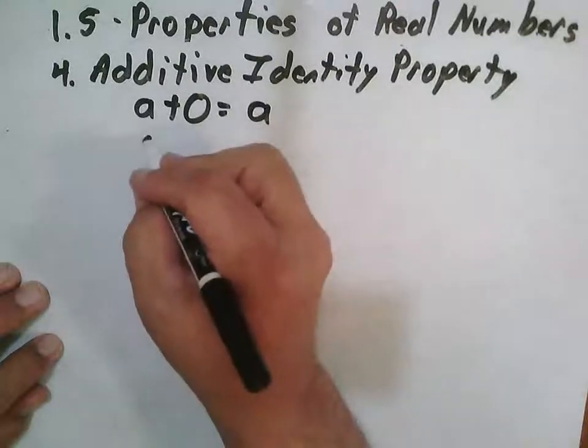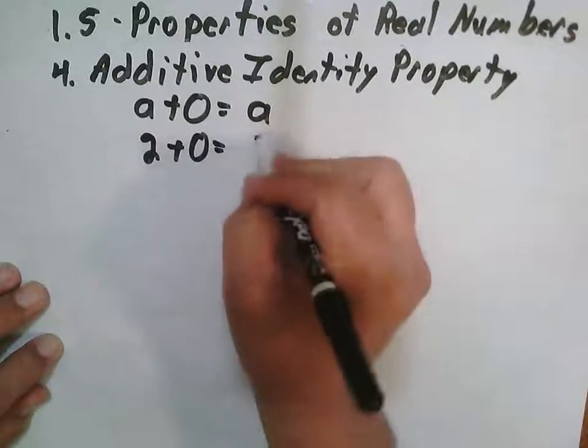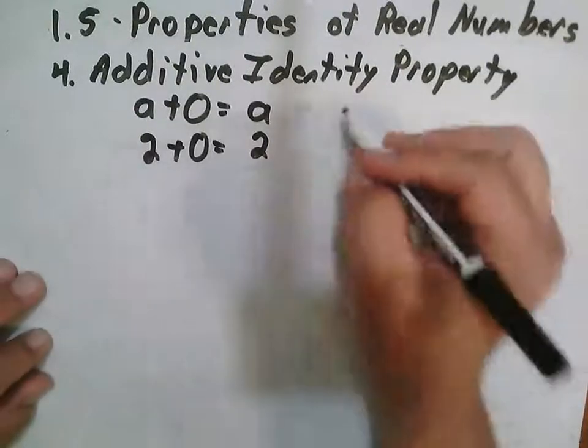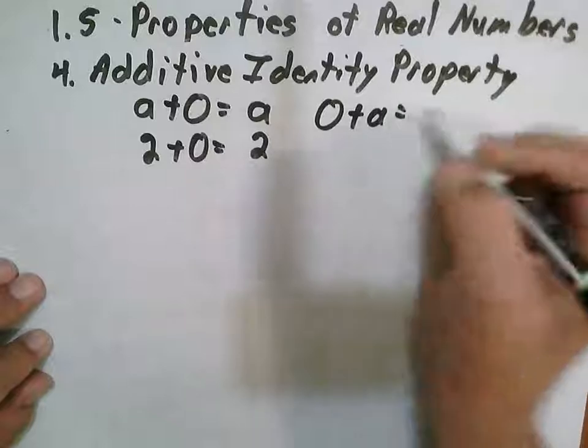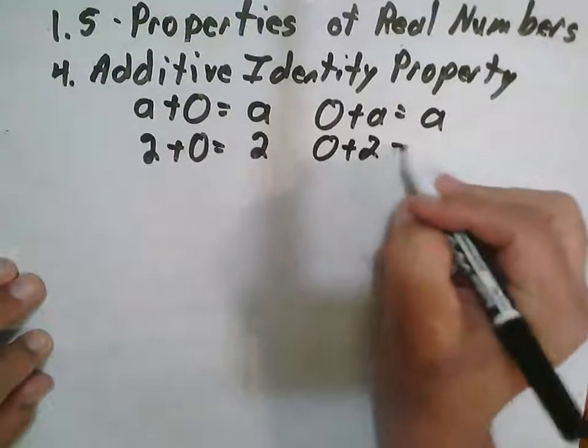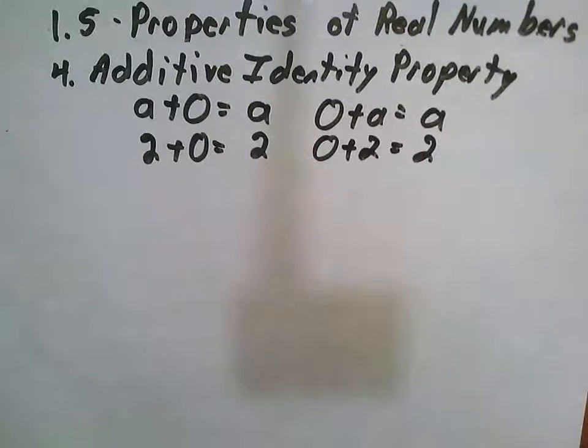So if I'm just substituting in a 2, 2 plus 0 is equal to 2. Any number added to 0 is itself. I can rewrite this the other way. 0 plus a is also giving me a. Once again, reverse these. 0 plus 2 is giving me 2. Now, I know you're looking at that and saying, yeah, no kidding. Anything added to 0 just remains the same. It doesn't change at all.